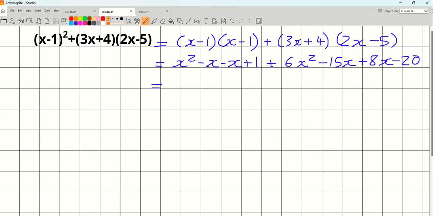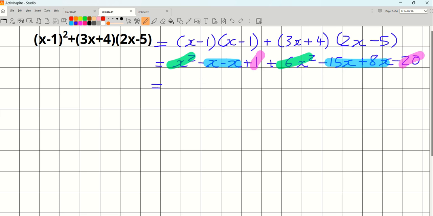Now we have a bunch of terms where we are going to figure out what is the like term and accordingly add them together. Now I'm going to highlight the like terms together so that this is easier. Now, x squared, those are both like terms. We have minus x, minus 15x, plus 8x. These are just both terms with the letter x to the power 1. And then we have plus 1 minus 20, and these are just constants.